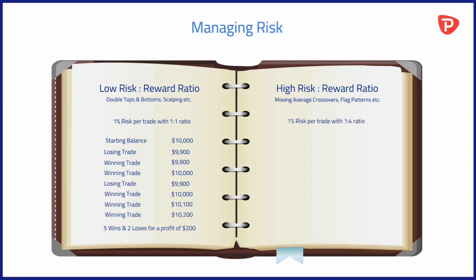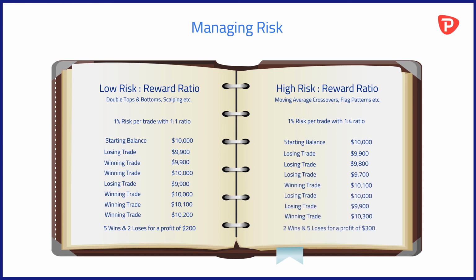As you can see in the example on the screen, on a low risk-reward strategy, you need to have more winning trades than losing trades to make a profit in the long run. When using strategies that don't require high win rates, like flag patterns and moving average crossovers, you can actually have more losing trades than winning ones, and make the same profit or more over time.